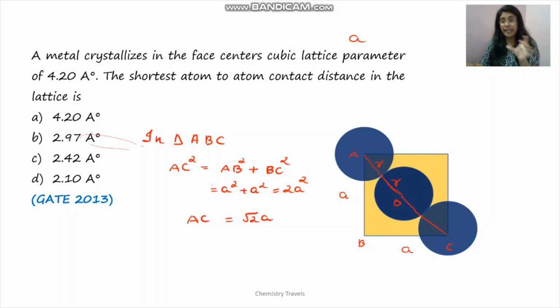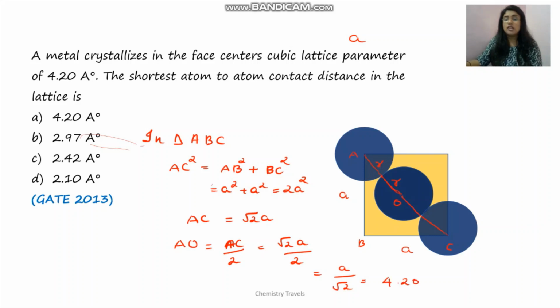Now I don't want the whole AC, I have to find the distance AO. AO is half of AC, so AO is equal to AC by 2. That is root 2 A by 2, which is equal to A by root 2, and my A value is given to be 4.20. So when I do 4.20 by root 2, my value comes out to be 2.97 Angstrom approximately upon calculation. So option B is the right answer for this question. It is 2.97 Angstrom. Clear?